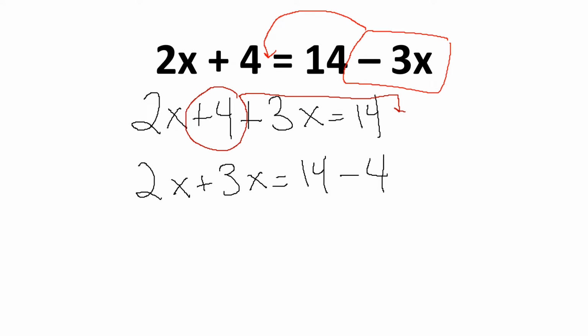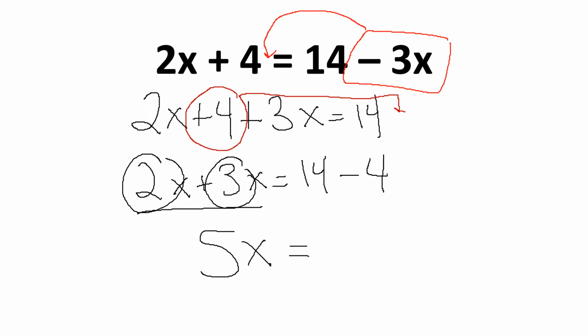Now I'm going to simplify. 2x plus 3x is 7x? I have 2 x's. What in the world, 7x? 5x. I have 2 x's. I get 3 more x's. Now I have 5x. 14 minus 4 is 10. All right, I'm not done yet because x is not by itself. Remember, that's my whole goal. And kids say that to me a lot. How do I know when I'm done? You're done when x is by itself.